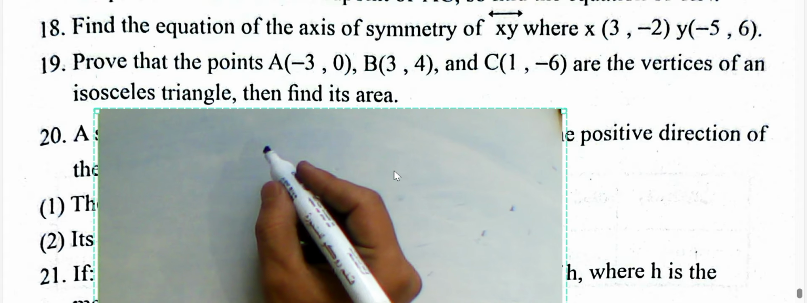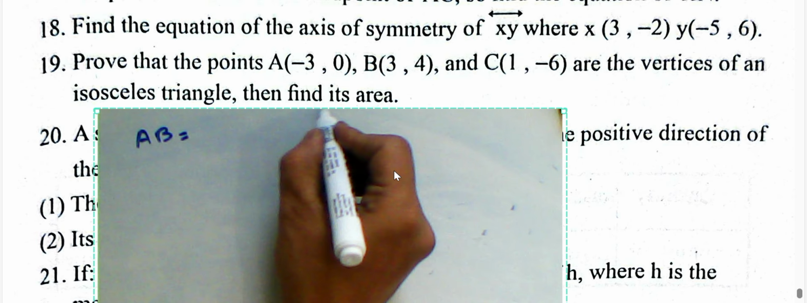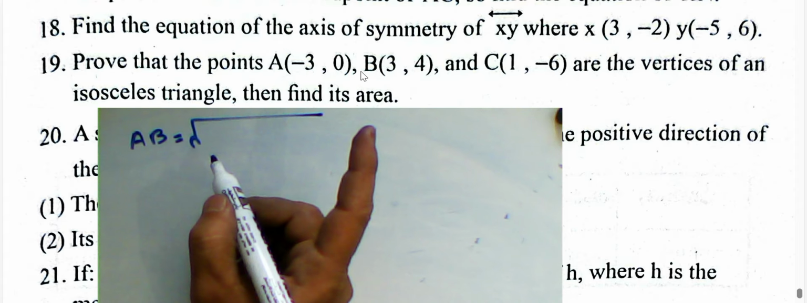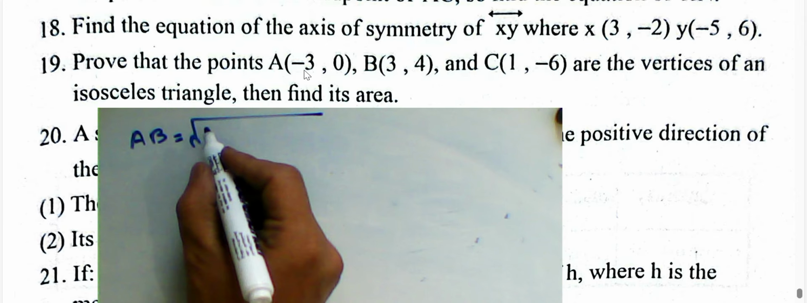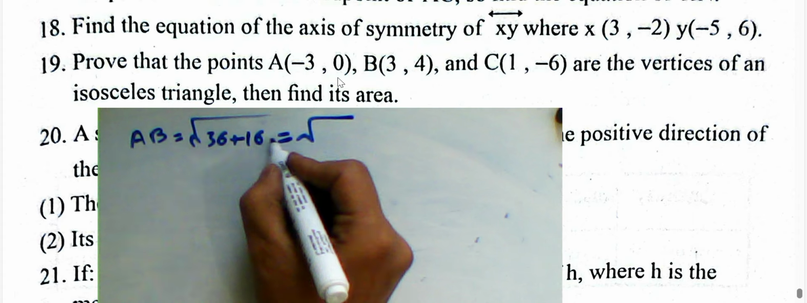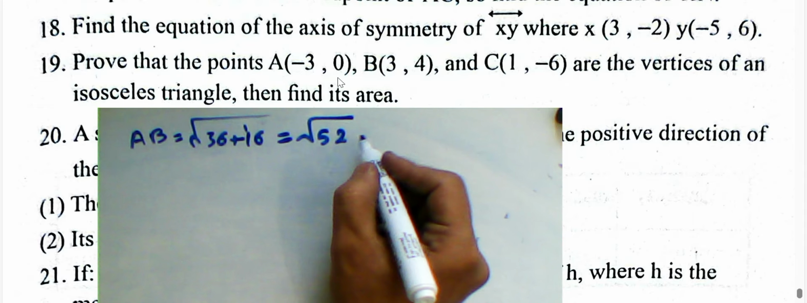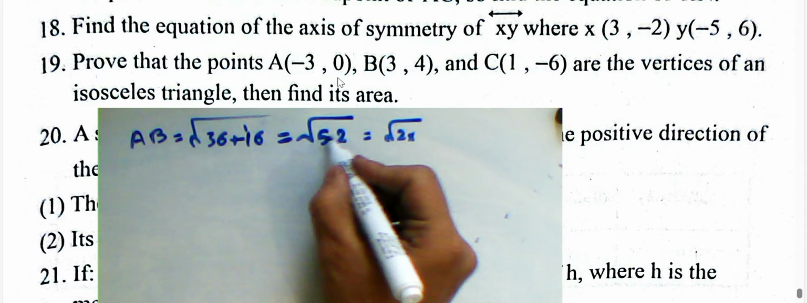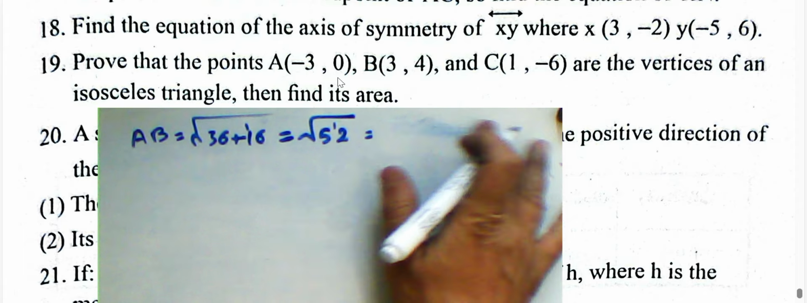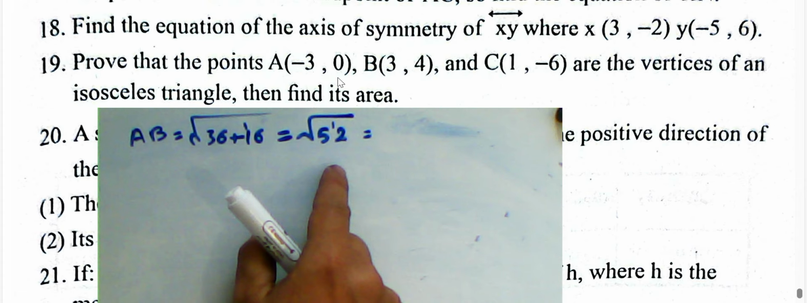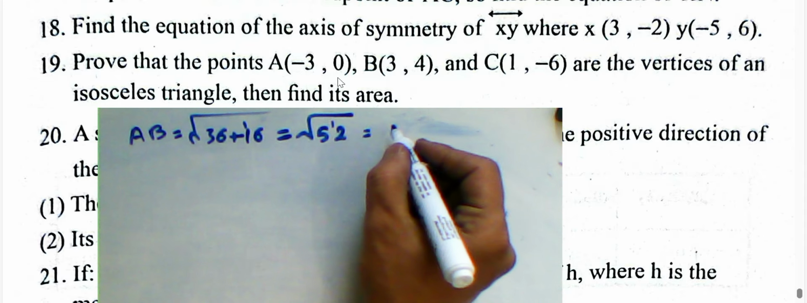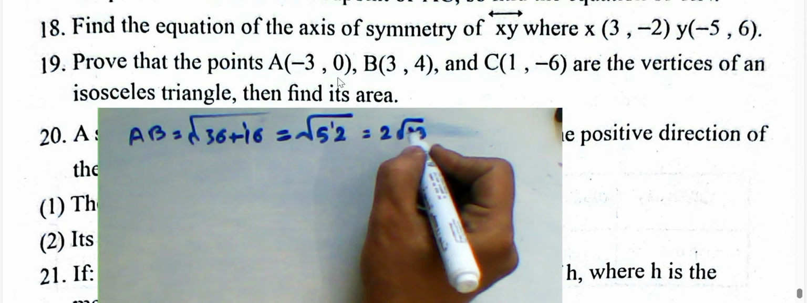The first step is to find the length of AB, equal to the square root of (x2 minus x1) squared plus (y2 minus y1) squared. Look here: 3 minus negative 2 is 5, and 5 squared is 25. Then 4 minus 0 is 4, and 4 squared is 16. The result will be the square root of 52. 52 equals 4 times 13, so the answer will be 2 root 13.